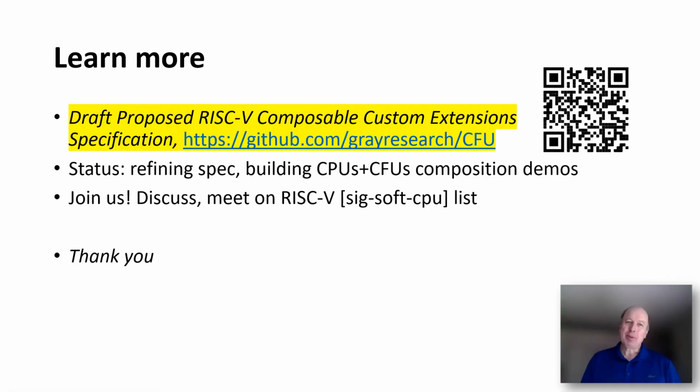In summary, these proposed new interop interfaces should allow us to achieve a marketplace of composable custom extensions and their custom function units and libraries. For more information, please review our draft proposed spec. We continue to meet to refine the spec, to socialize the proposal more broadly, to build a greater consensus, and to prototype CPU and CFU composition demos. We'll meet via the RISC-V SIG Soft CPU mailing list. Please join us.